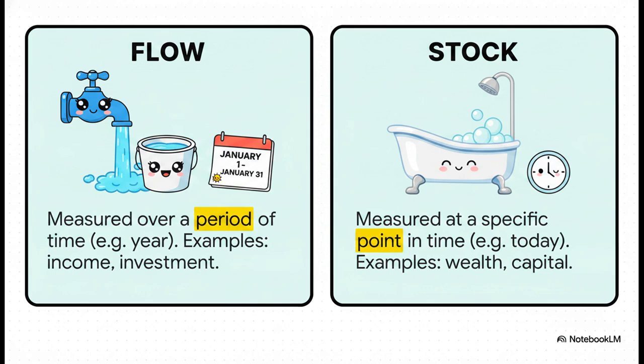To wrap your head around this, just picture a bathtub. Think of water flowing from the tap. That water is a flow because it's being measured over a specific period of time, right? Like a month or a year. Your annual income or your monthly savings, those are flows. Now, imagine that water filling up the bathtub. The water sitting in the tub represents your static stock of wealth. It's measured at one specific point in time, like checking your total bank balance today. Understanding this difference helps us separate what is currently being generated from what has already been accumulated over time.